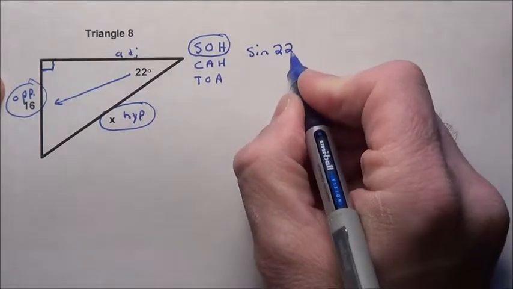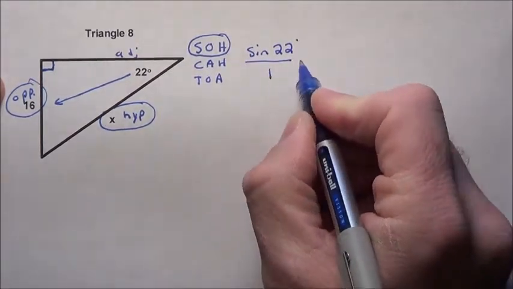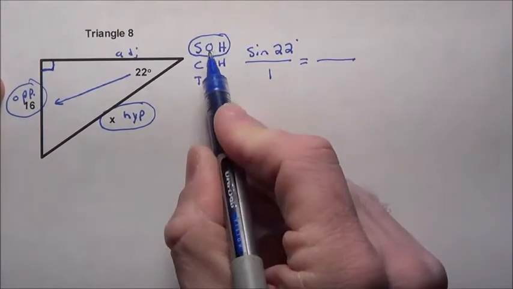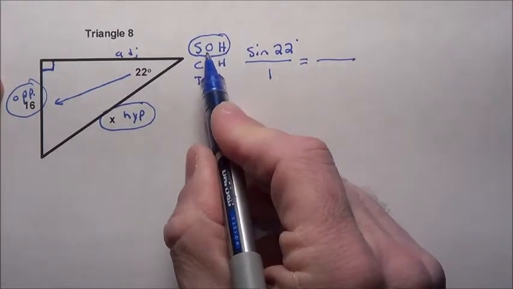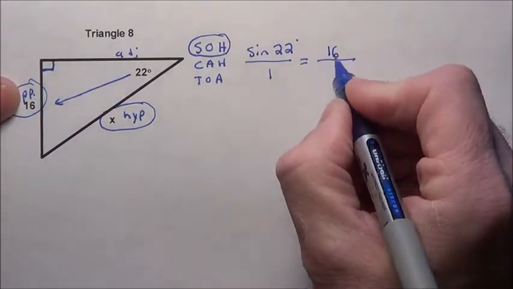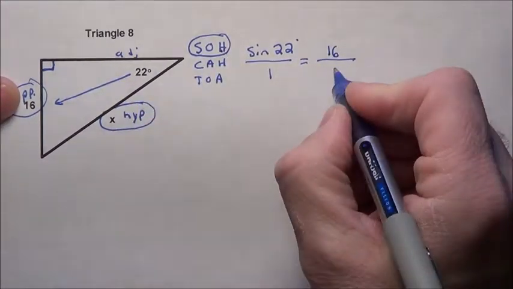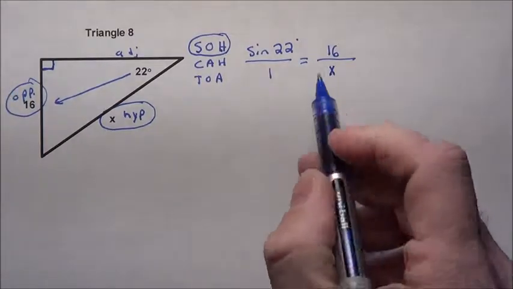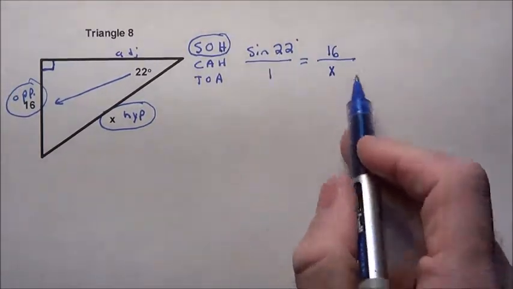The sine of 22 degrees over 1 equals opposite divided by hypotenuse. You've got to put opposite first. The opposite in this case is the measurement given of 16. The hypotenuse in this case is what's unknown. That's the x. So now I just use the means extremes, cross product.